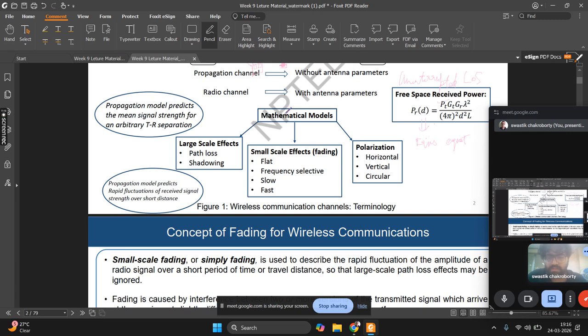Next, there are large scale effects, small scale effects, and polarization. Large scale effect means path loss. The equation you see here clearly indicates path loss. The more path it covers, the more attenuated it becomes, and the less received power it gets.